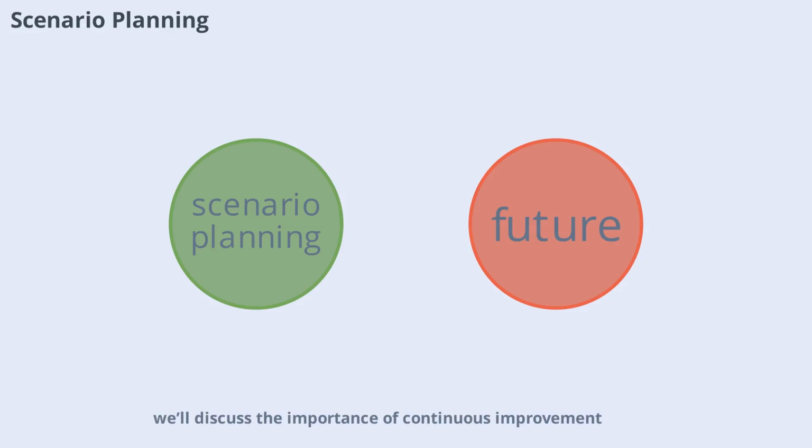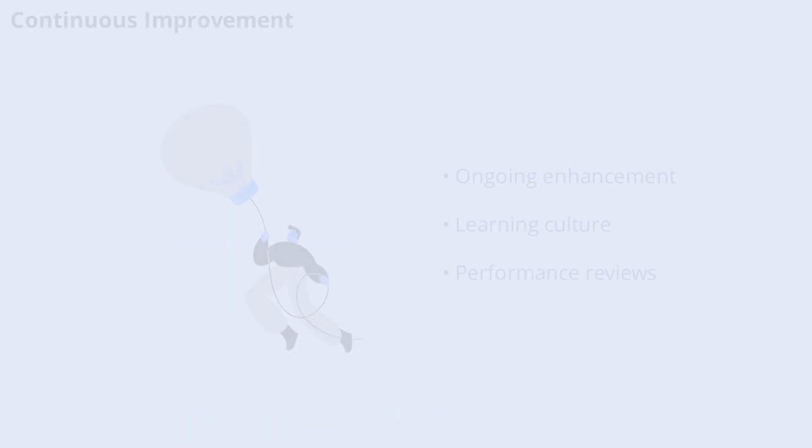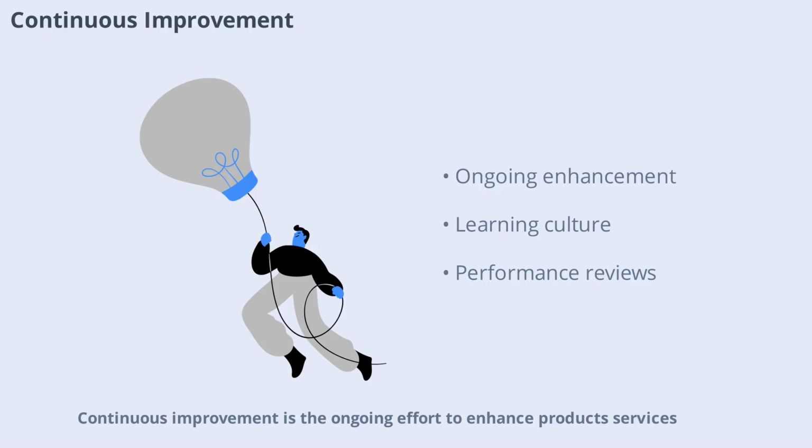Next, we'll discuss the importance of continuous improvement. Continuous improvement is the ongoing effort to enhance products, services, and processes. By fostering a culture of learning and innovation, companies can adapt to changes and maintain competitiveness. Tools like Lean Six Sigma and Kaizen support continuous improvement initiatives. Regular feedback and performance reviews drive progress.